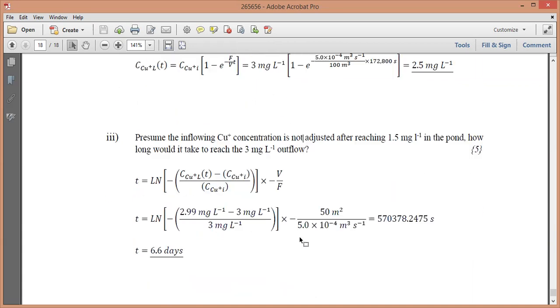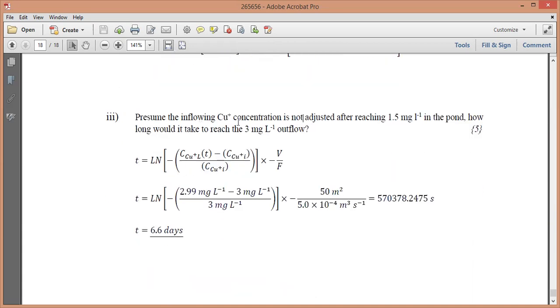And the third question here says, presume the inflowing copper concentration is not adjusted after reaching 1.5 milligrams per liter in the pond. So they're trying to tell you, forget about that target of 1.5 milligrams per liter in the pond. Let's assume that they did not adjust the concentration after they reached 1.5. How long will it take to reach the 3 milligram per liter outflow?